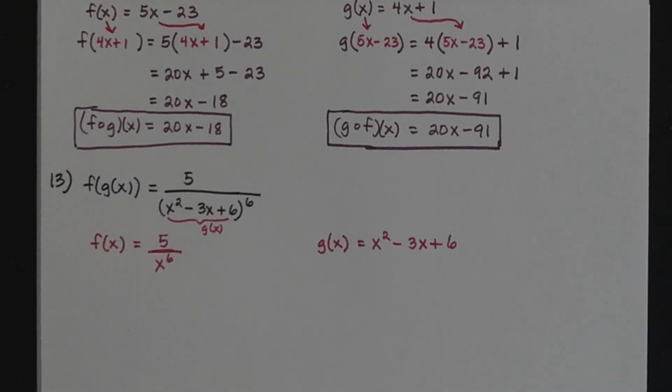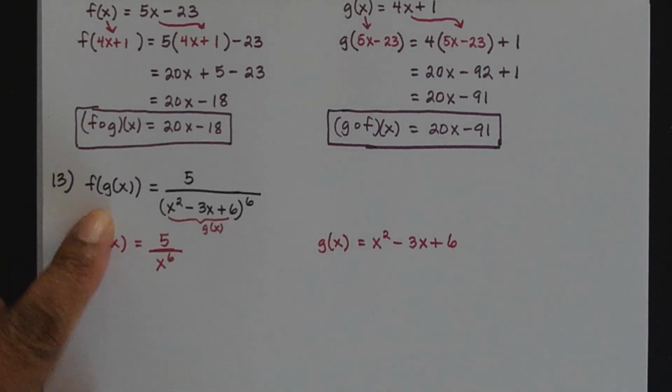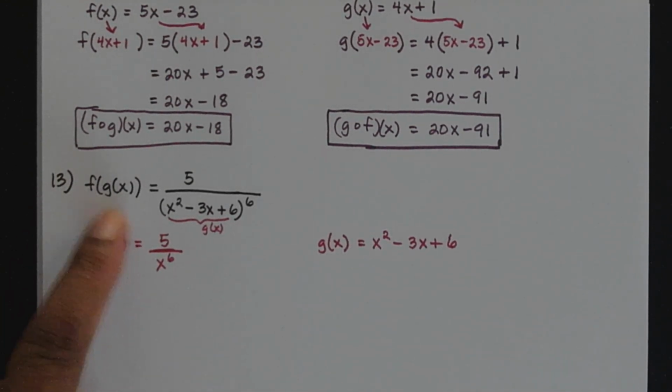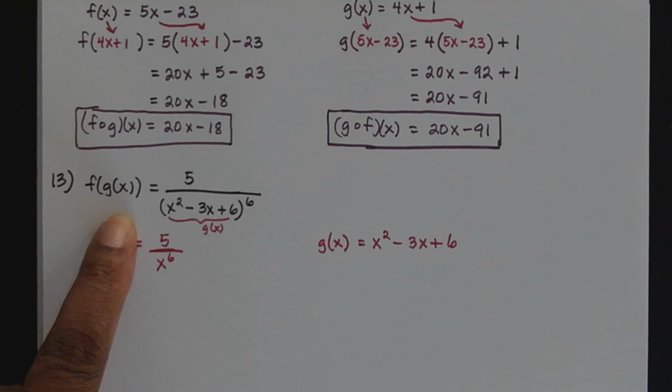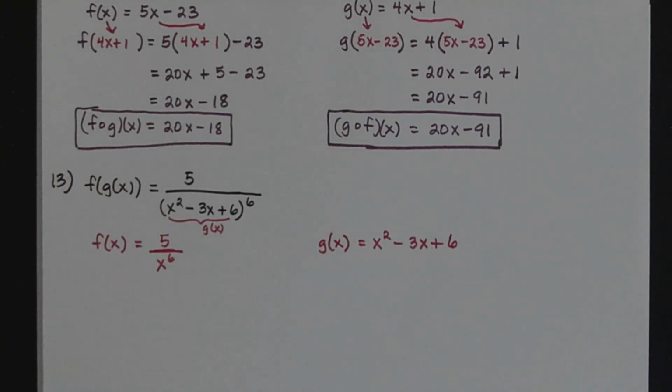Yes. Regardless of where it is, the inside function, the one in the parentheses, will always be g of x, and it's x squared minus 3x plus 6. Because notice how it's written, that g of x will be the inside function. So it will have to be that x squared minus 3x plus 6. Okay, any other questions?